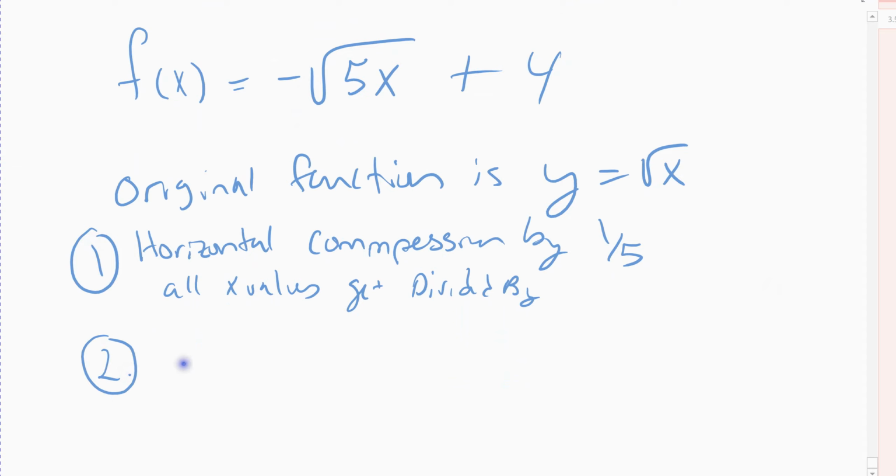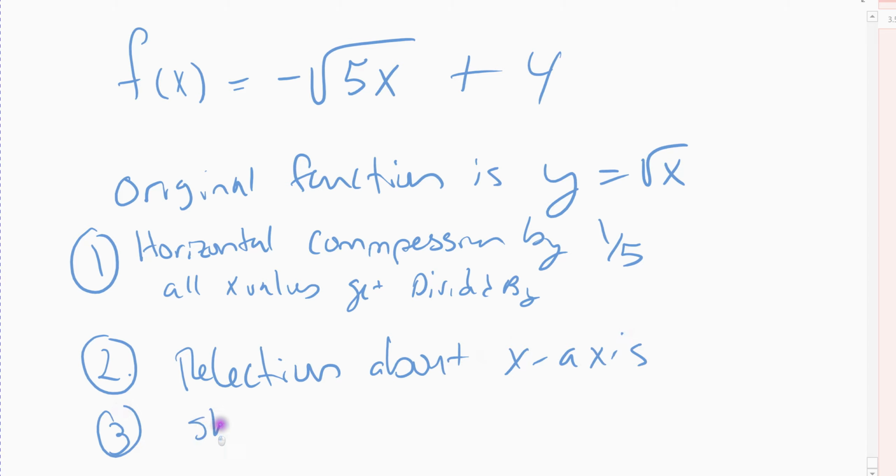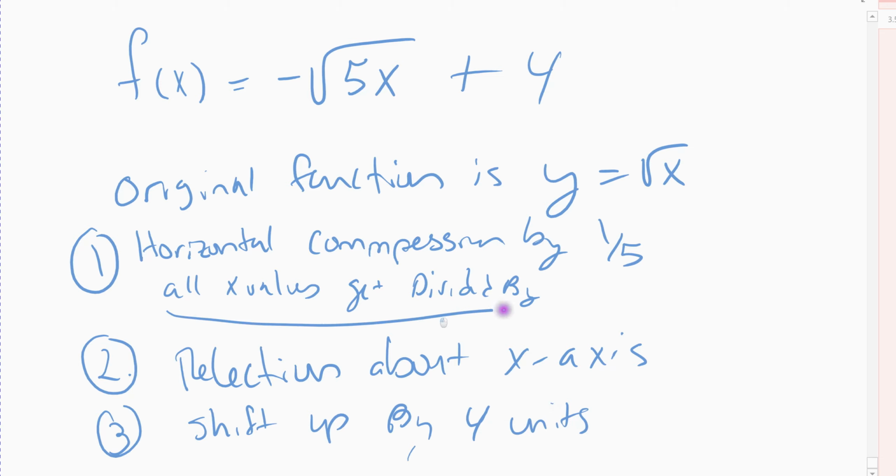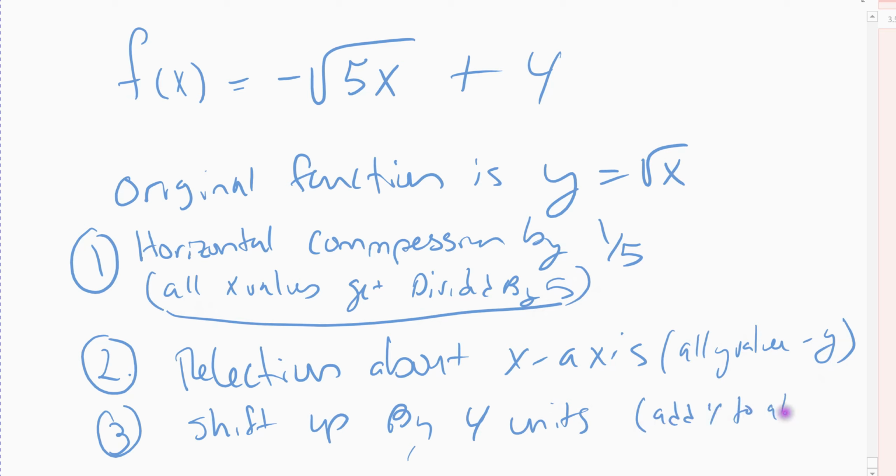2, there's a reflection about the x-axis. All the y values get made negative, so again, it's about the x-axis. And then the last one is the shift up by 4. So those were the 3 things you do. You would take all of the x values divided by 5. You would reflect, which means all y values become negative. And then you would add 4 to all y values. Again, I'm not going to graph it, but those would be the transformations that you would do.